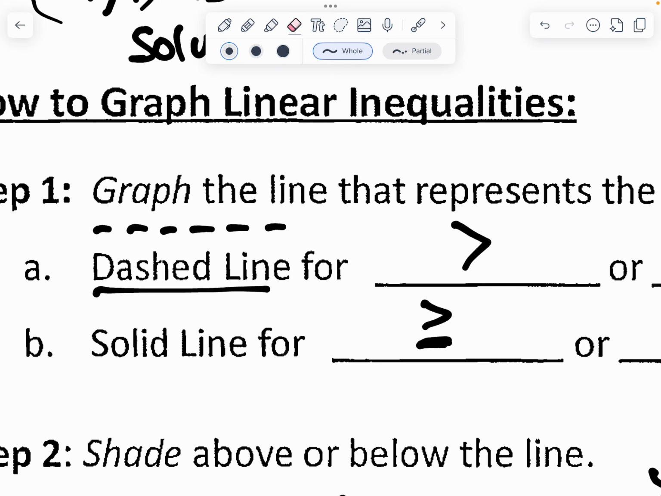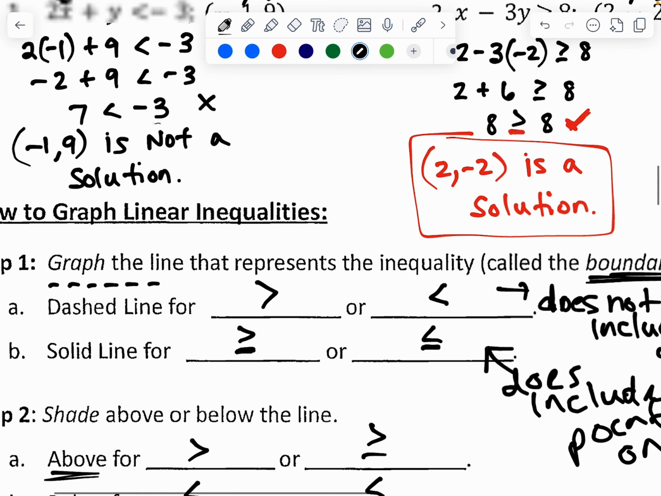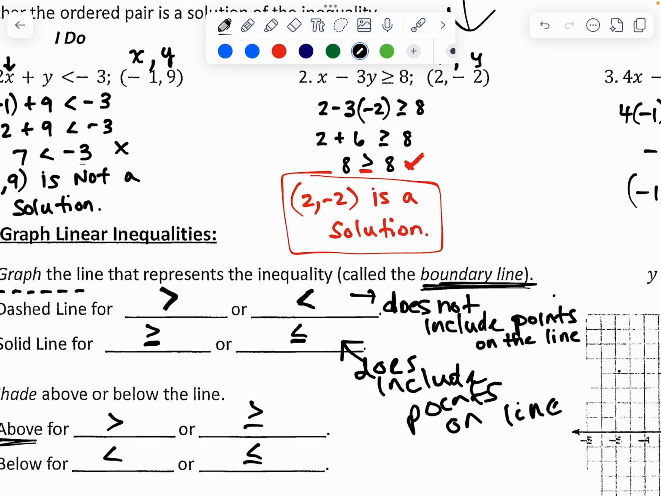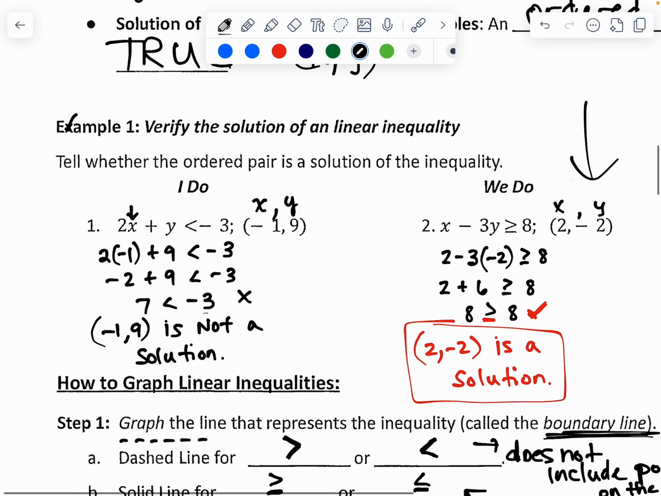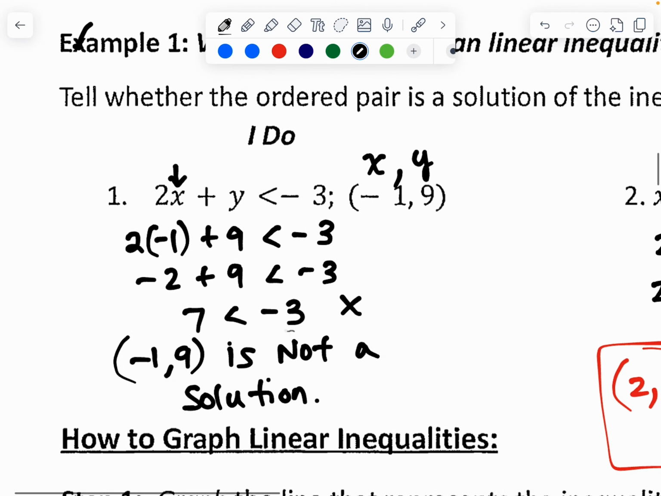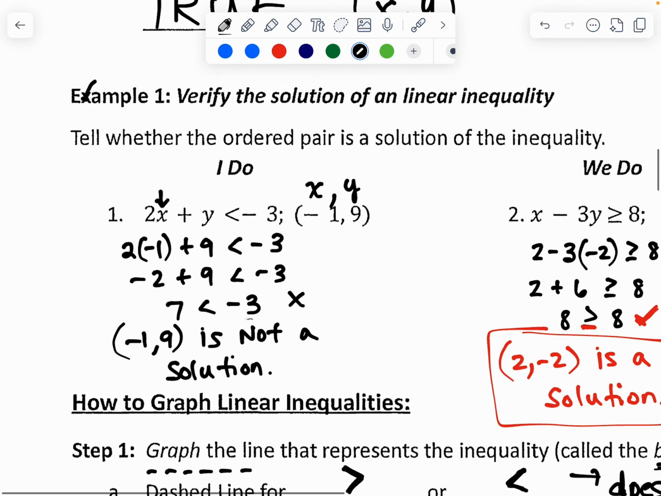A dashed line for the inequalities that are greater than or less than. That means it does not include the points on the line. So if we're checking for a solution like we did up here, negative 1, 9, that's not a solution. That means that it's not on the line or in the shaded area.